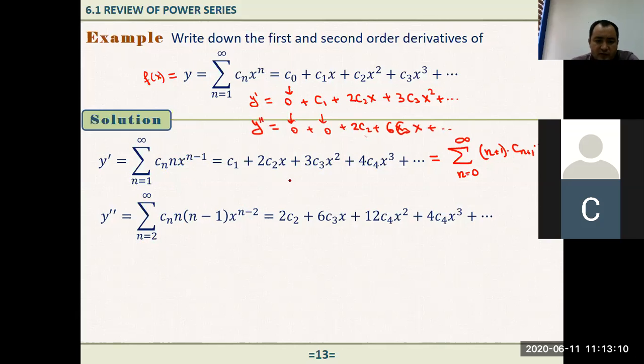If you just write a few terms here, if n equals 2, that's equal to 1, that's equal to 0. So here we have 2 times c sub 2. If n equals 3, we get the second term. If n equals 4, we get the third term, right? And so on. And this is how we integrate and differentiate power series.